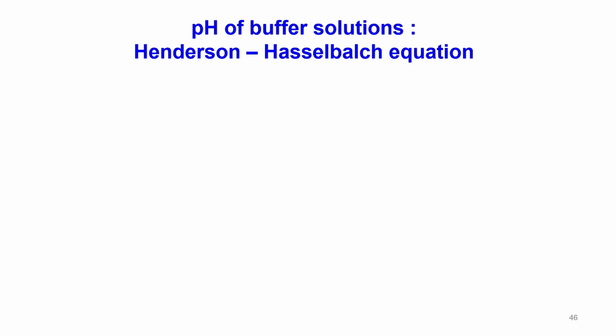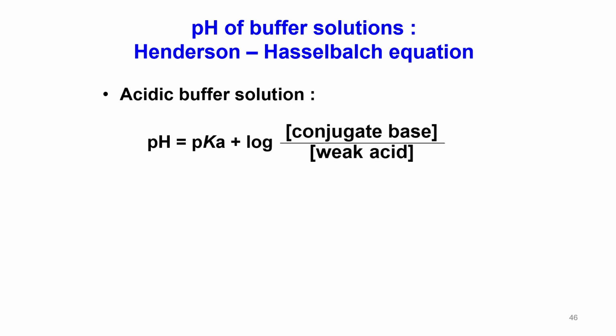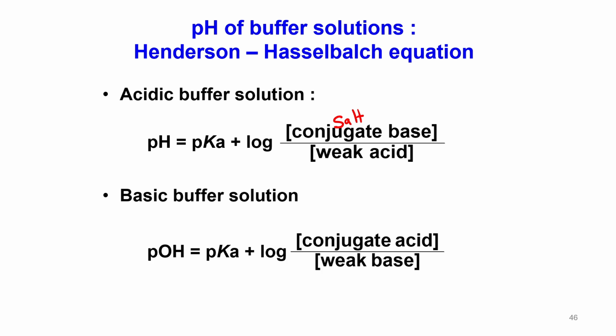So for the pH of a buffer solution, we use the Henderson-Hasselbalch equation. For an acidic buffer solution, pH is equal to pKa plus log of conjugate base over weak acid. Here we can also write it as salt, the concentration of salt over weak acid. For a basic buffer solution, pOH is equal to pKb plus log of conjugate acid over weak base. So this is the equation.